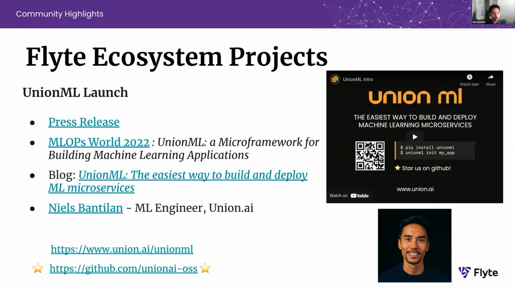I don't want to go too much into this. You can look at the video that's embedded here. You can go to union.ai/UnionML to learn a little bit more about it. The documentation is unionml.readthedocs.io. There's a bunch of information there. There's also a Slack channel in our Flyte Slack called ecosystem-UnionML. You can check that out there also. Ask questions, let us know if there are any issues there. That should be your first entry point into this project.